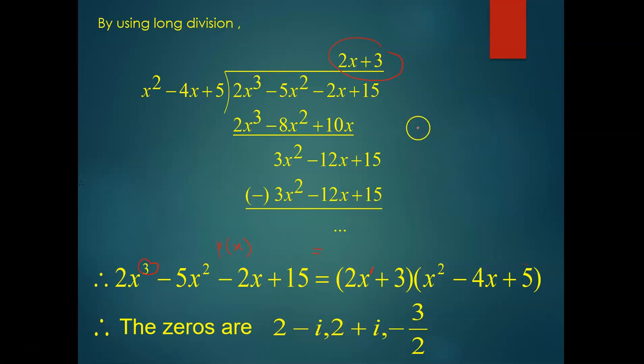If they ask you to state the roots, then the roots are x equals 2 minus i, x equals 2 plus i, and x equals negative 3 over 2. Okay.